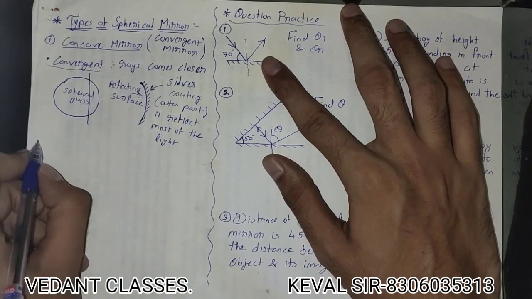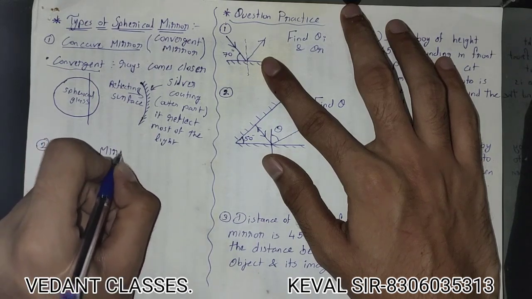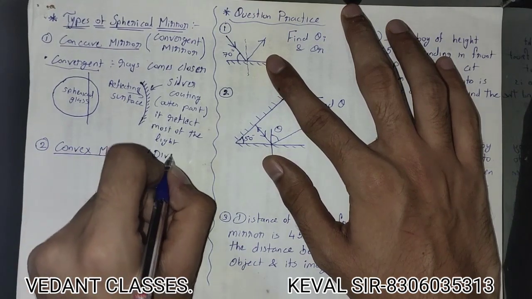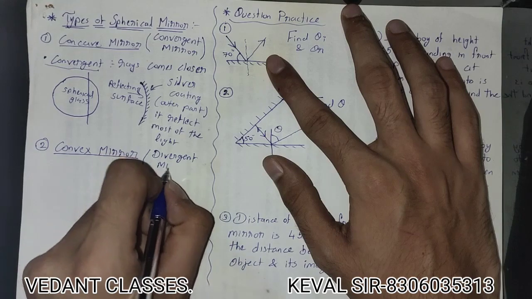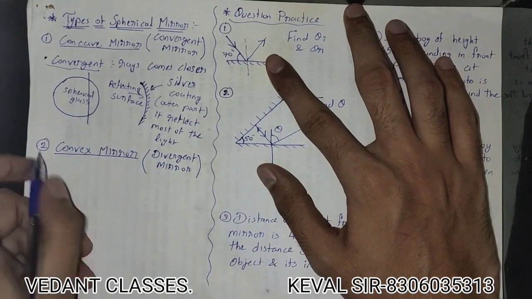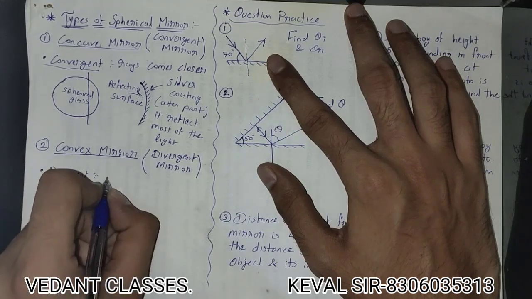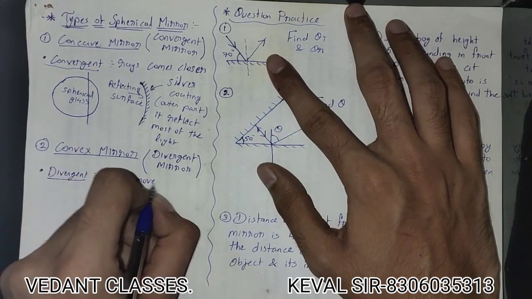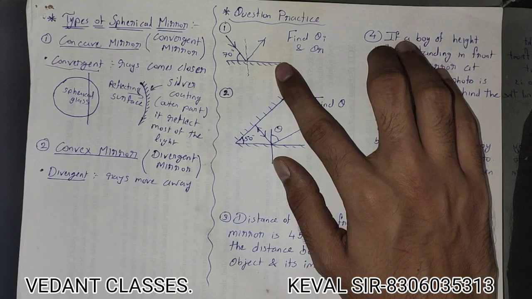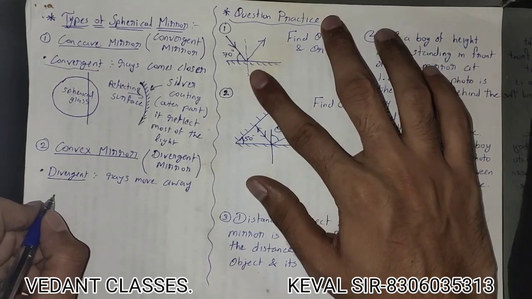So remember this. Secondly, the convex mirror. The convex mirror is a divergent mirror. Divergent is just an antonym of convergent. Divergent means rays move away from each other. In the concave mirror the rays get closer and closer, so it is called convergent, and here the rays move away from each other, so it is called divergent.